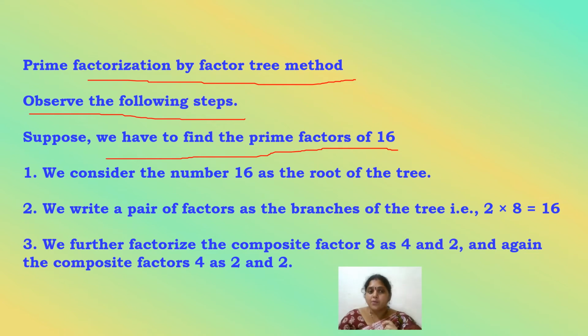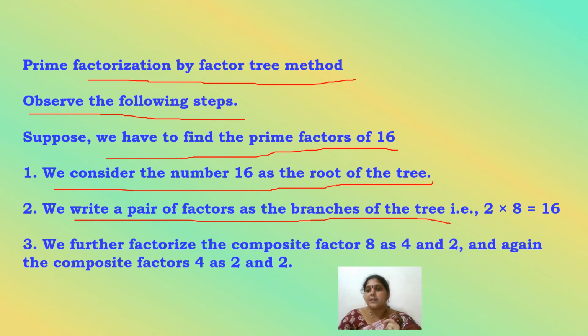What we have to do? We consider the number 16 as the root of the tree. We write a pair of factors as a branch of the tree, that is 2 into 8, which is equal to 16. We further factorize the composite factors: 8 as 4 and 2, and again the composite factor 4 as 2 and 2.